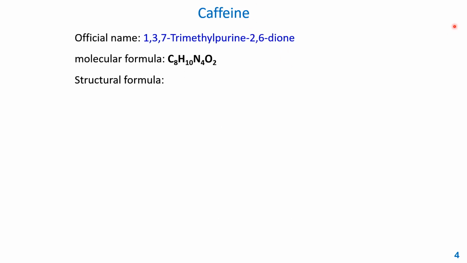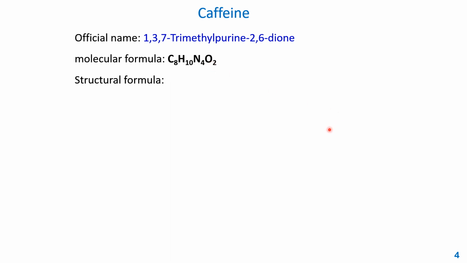Okay, let's talk about caffeine. Caffeine is officially called 1,3,7-trimethylpurine-2,6-dione. The molecular formula includes 8 carbons, 10 hydrogens, 4 nitrogens, 2 oxygens.